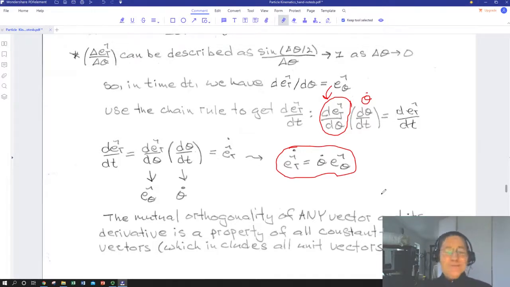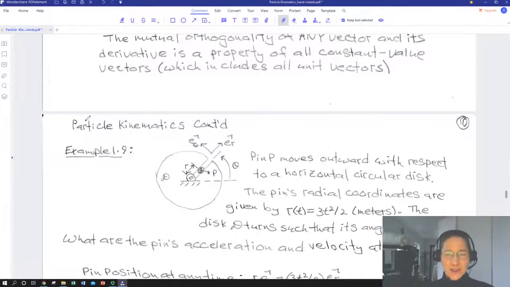So this mutual orthogonality of any vector and its time derivative is a property of all constant value vectors, like unit vectors are all a constant value of 1. So we could apply this to any unit vector in any system. Its rate of change is going to be inevitably pointing in the direction of another unit vector in that same system, which we'll leverage later on, so we're not having to derive everything from scratch.